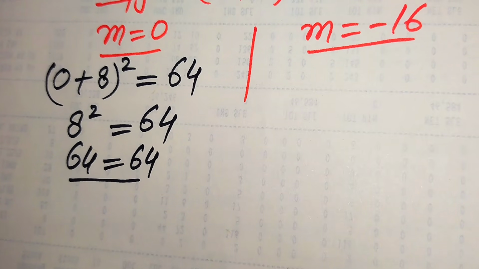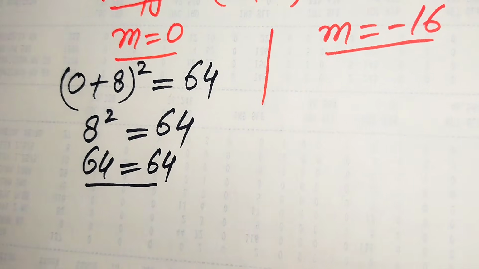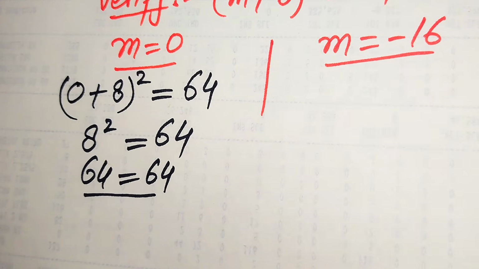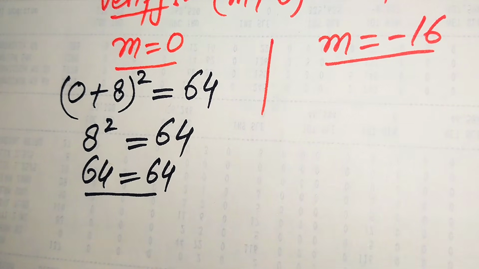So this shows that both of the sides are equal. It means that the above value of m equals 0 satisfies our given question statement. So this is the first solution of the given equation.